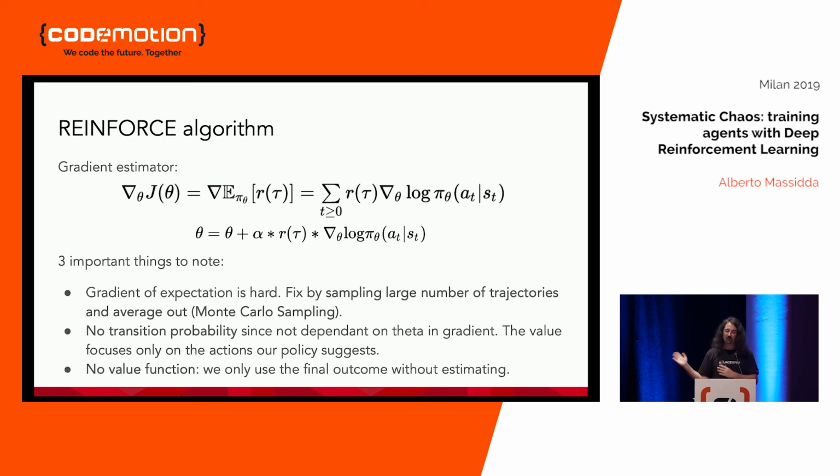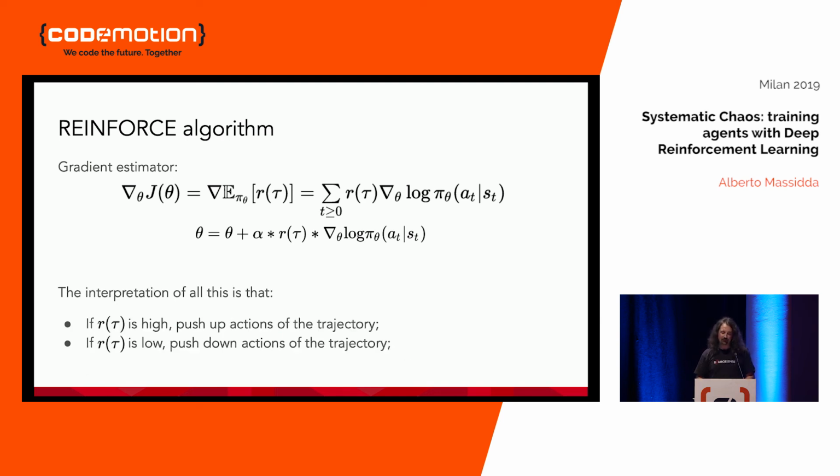And third, there is no value function. There's no Q or V here. And this is because we generate a trajectory, then we get a reward at the end of the episode when the game ends, and then we backpropagate that value across all the actions that there were in our trajectory. And this is very nice because I don't have to estimate anything. I just have to see how it ends and then distribute the reward among all the actions that make up my trajectory. So the interpretation of all this is that if the reward of the trajectory tau is high, push up all the actions of the trajectory. If the reward is low, push down all the actions, and time by time, sampling, and training, all the good actions will emerge, yielding always positive state-action trajectories, and my agent will behave correctly.